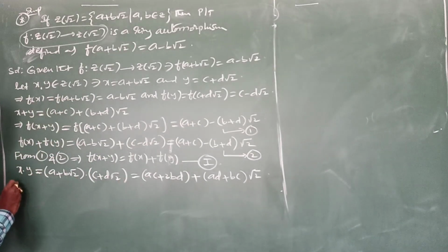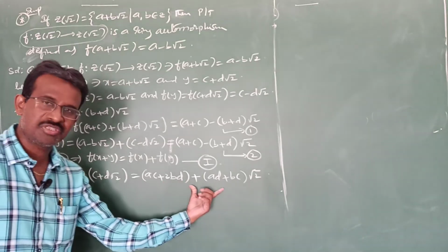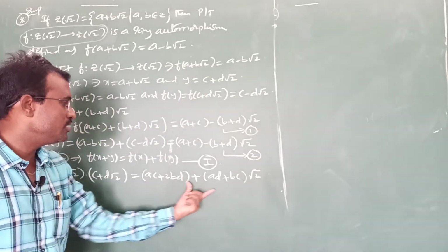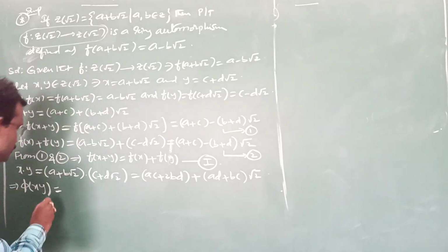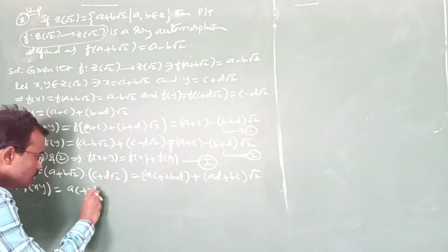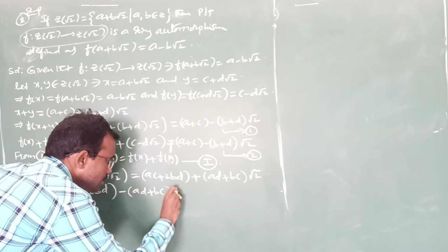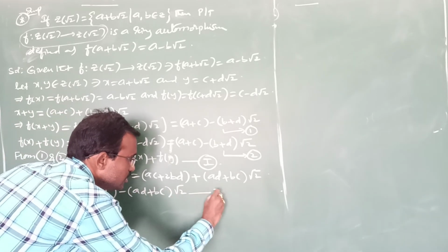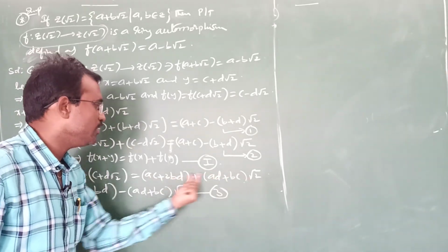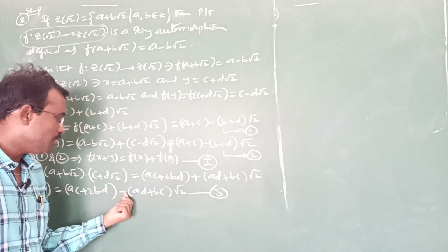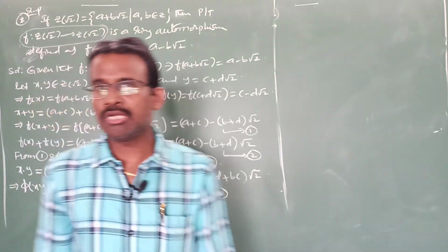Now let us go for phi of xy separately. Phi of xy means basically phi of this result. From this definition, phi of this is what? This means this minus of this total thing. It is AC plus 2BD minus of AD plus BC into root 2. Any problem with this? Actually take this as A and this as B: A plus B root 2. Phi of A plus B root 2 is A minus B into root 2. Like that we proceed here. This is the phi of xy result, right?